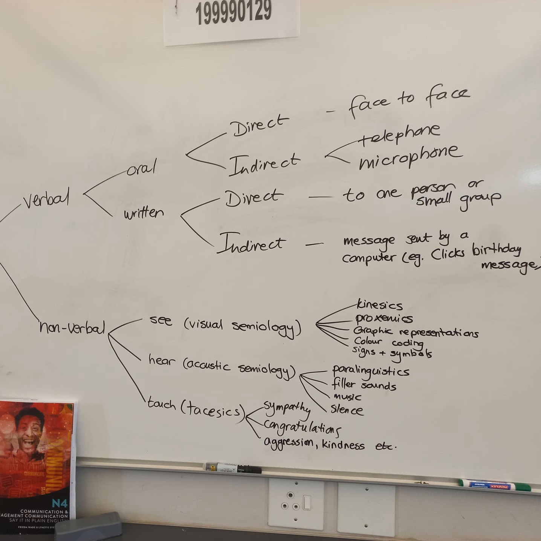So the first one about seeing, using your eyes. The big word is visual semiology. Visual is see, and semiology is about signs. What type of sign do you see? What can help us with communication? The one below it is kinesics, body movements. And they give it a new big name, kinesics. You must know it.